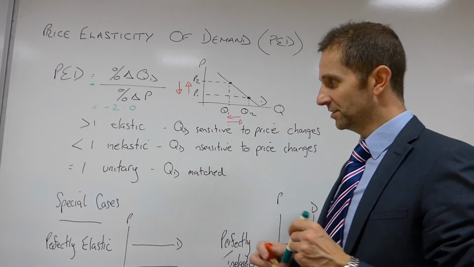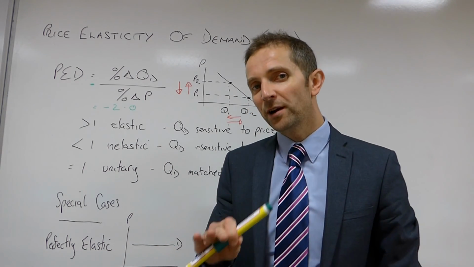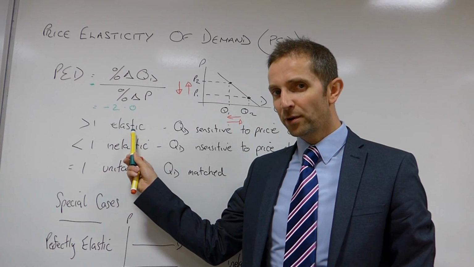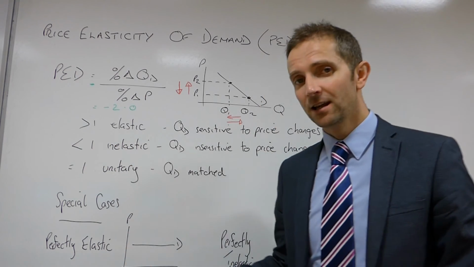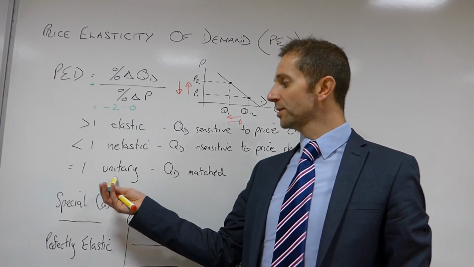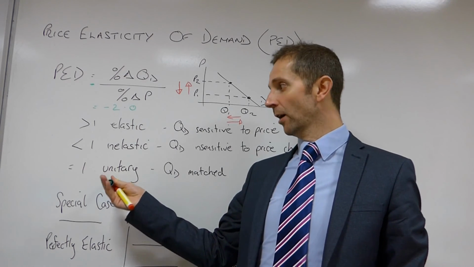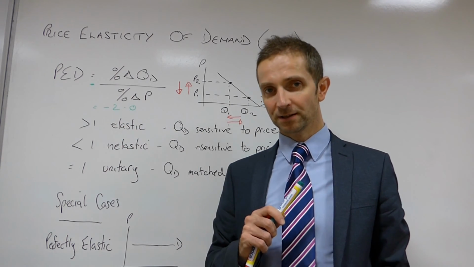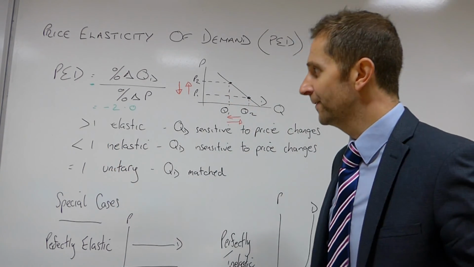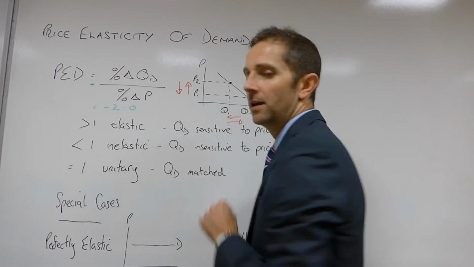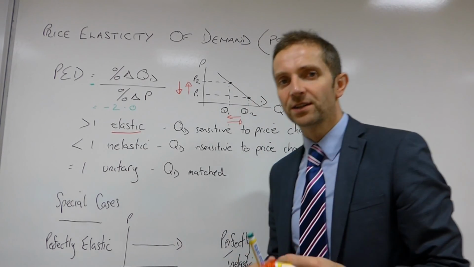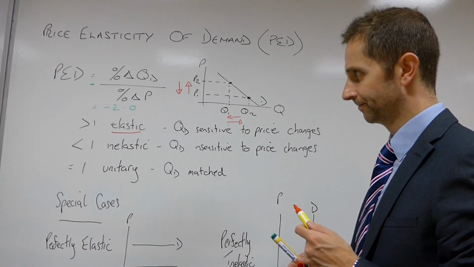Now, the nature of the sensitivity is determined by three terms. One of them being, we might say that the price elasticity of demand is elastic, we might say that the price elasticity of demand is inelastic, and we might say that the price elasticity of demand is unitary, or it may be somewhere in between these things. So when we're looking at the value of PED, if the value is greater than 1, then it is known as elastic price elasticity of demand.